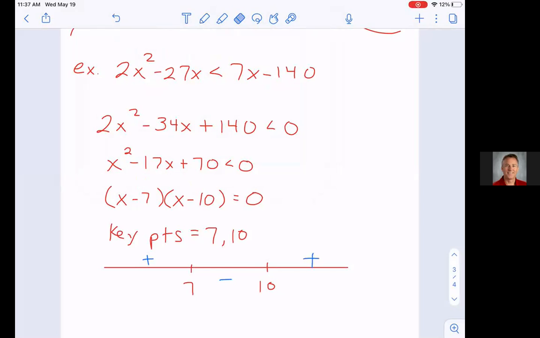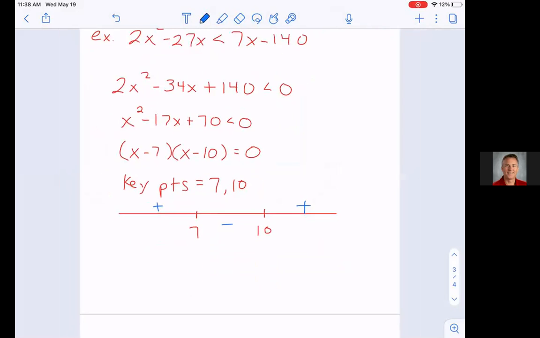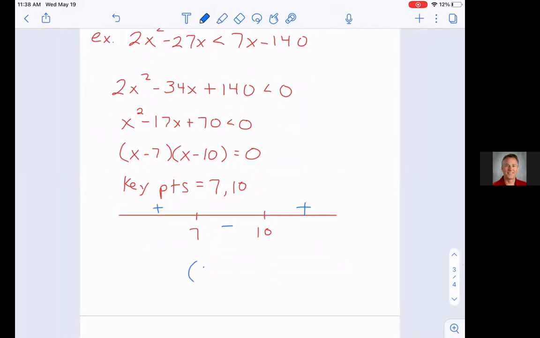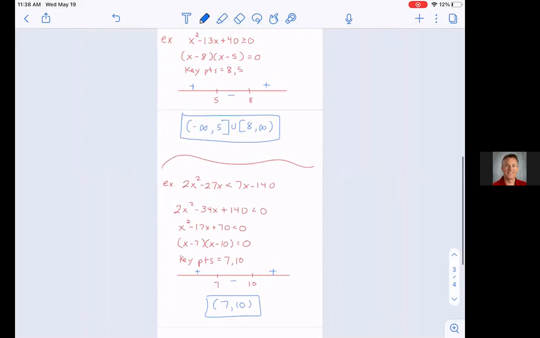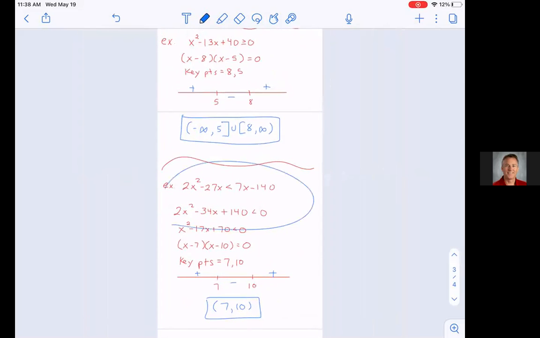And so since we want it to be less than 0, that means we want all of this stuff, because it's negative. And so our answer is from 7 to 10. Okay, so the only difference between those last two examples was we just had to do a little algebra here to make it look like that guy. All right, we think we got it?